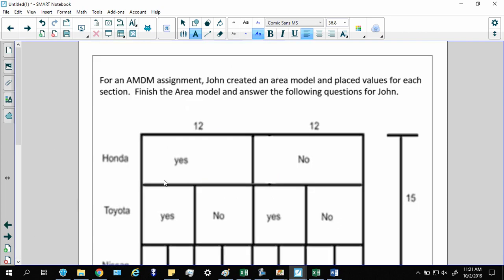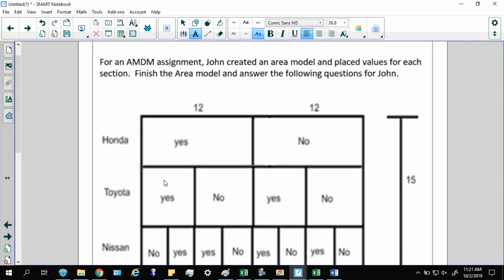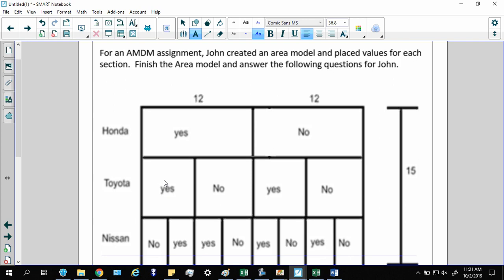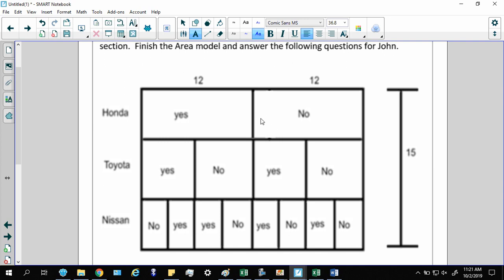Moving on. For an AMDM assignment, John created an area model and placed values for each section, finished the area model, and answered the following questions. So John went ahead and put his values on here. We're going to be working off of his stuff. It says that the entire side is 15, which means every row is going to be 5, because 5 times 3 is 15.